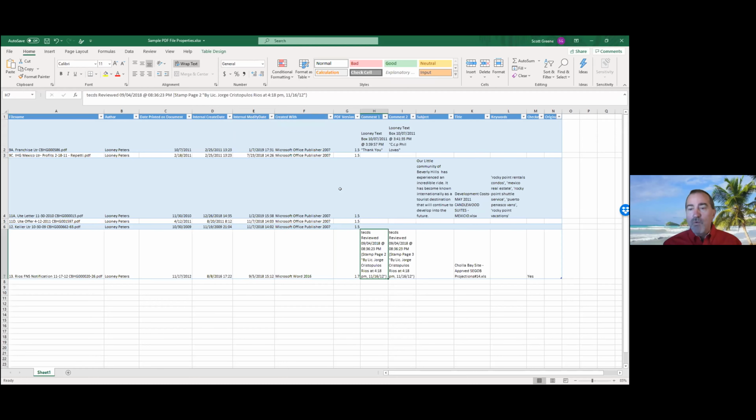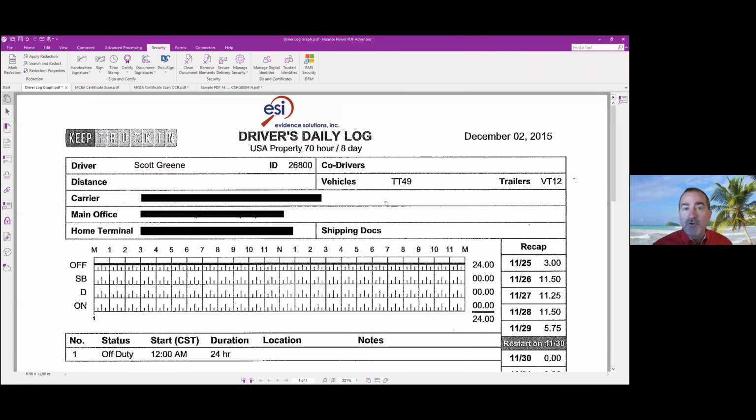Based upon the work that I did, the attorney who was working on this for the insurance company won a motion for summary judgment, so it was thrown out of court.